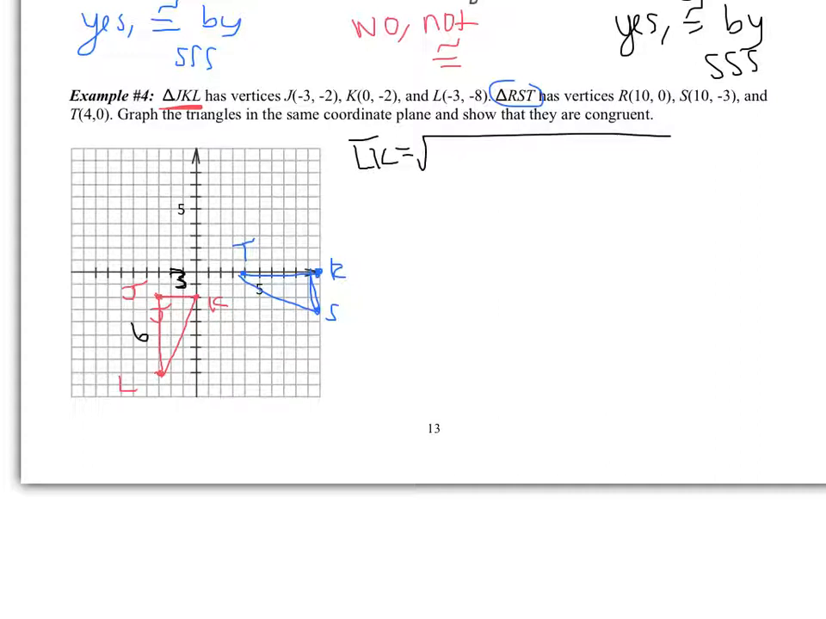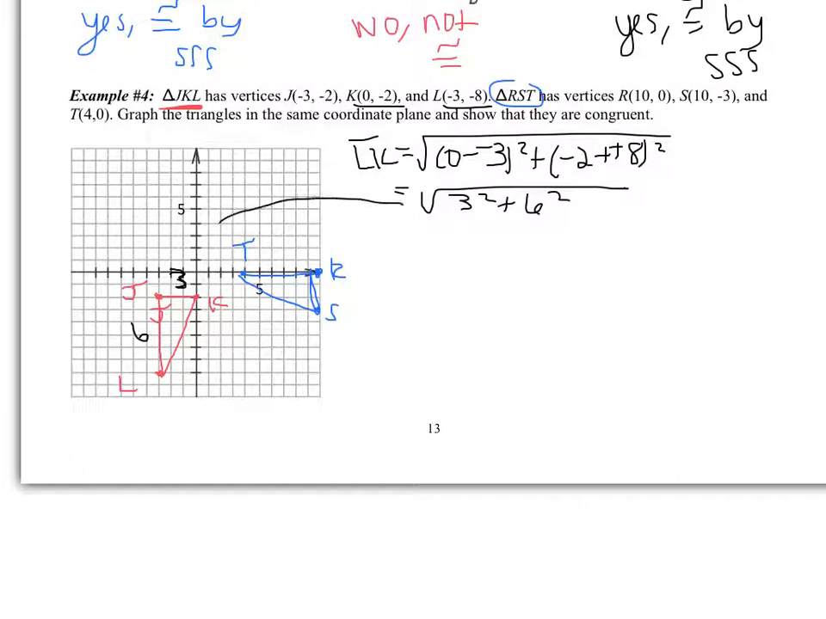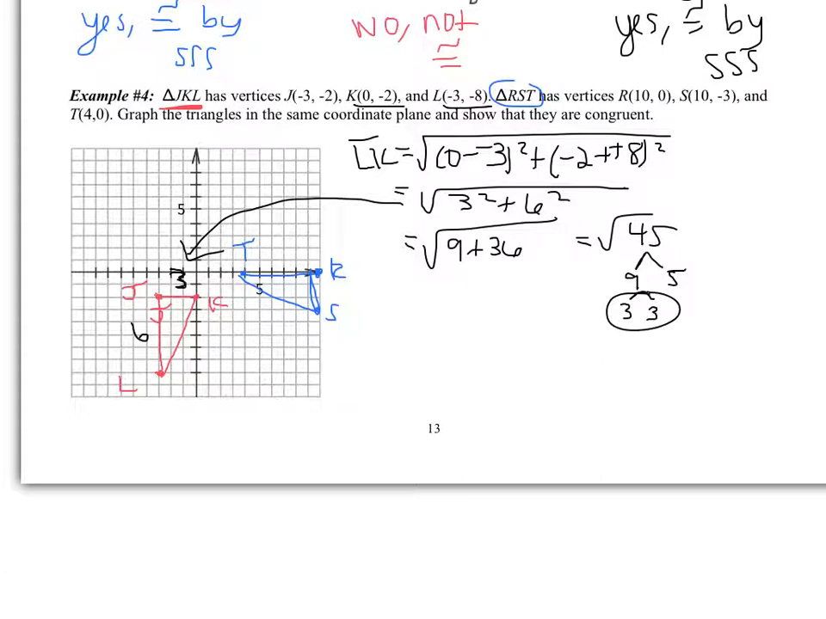Okay, so remember for the distance formula, I have to subtract my x's. So I have LK. So I have 0 subtract -3 squared, and then subtract my y's. -2 subtract -8 squared. So I get 3 squared add 6 squared, which makes sense if we look at our triangle. We have sides of 3 and 6. So this is the square root of 9 add 36, which is the square root of 45. If we break that down, 45 is 9 and 5, 9 is 3 and 3. I have a pair, so that becomes 3 root 5.